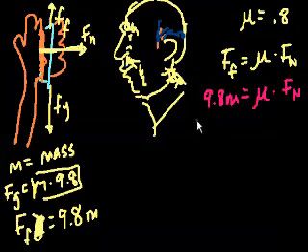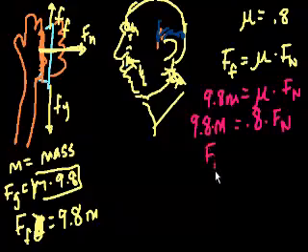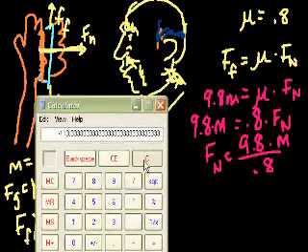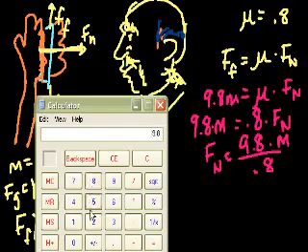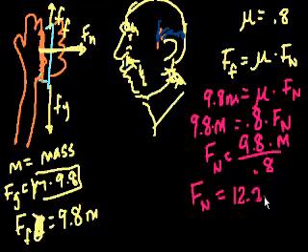And we know this is 0.8. So we have 9.8 times the mass is equal to 0.8 times the normal force. And then you have the normal force is equal to 9.8 times the mass divided by 0.8. What's 9.8 divided by 0.8? 9.8 divided by 0.8 is equal to 12.25. So the normal force that I have to apply is 12.25 times the mass. That's the force I am applying. We don't know the mass of the pie.